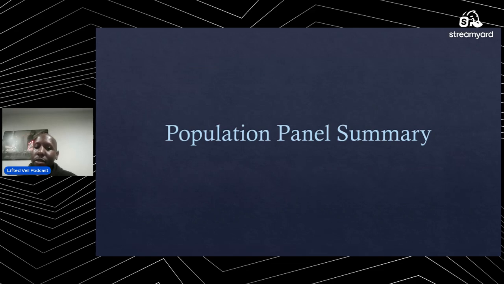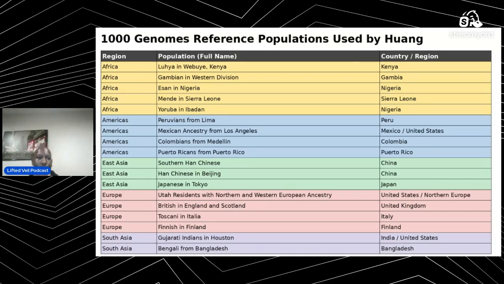Population panel summary. I think these visuals are going to be cool. I had AI put this together, in terms of the panels that were used and the populations within these panels. Okay, this is from the 1,000 Genomes reference population. I ain't going to read them all. It is simply displayed on the screen. And I'm going to keep going.